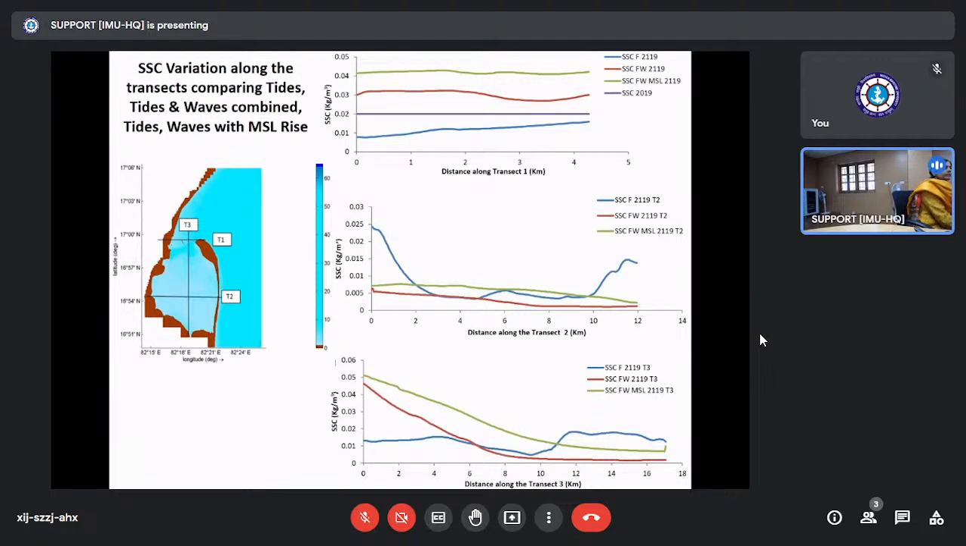Then third is the mean sea level rise incorporation in the model. So it shows that again sediment concentration is very much higher at the top of the bay. Then second is the transect number 2, which is inside the bay, T1, T2, T3. So all the transects along transect 2 are showing the flow level for only flow.